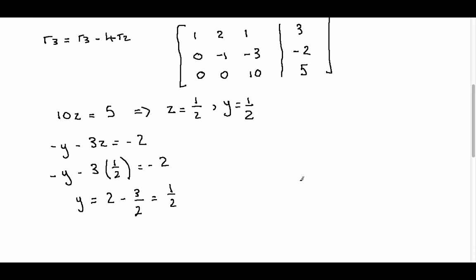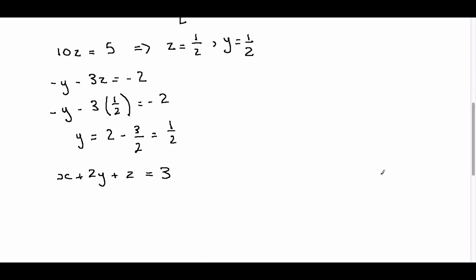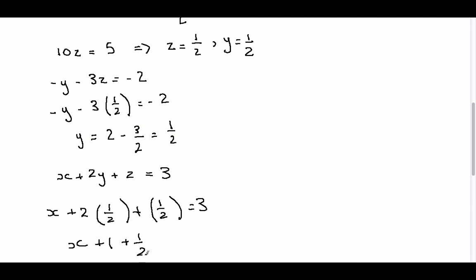Finally, we use row 1 to get the value of x. So we have x plus 2y plus z is equal to 3. So we have x plus 2 lots of 1/2 plus z, which is also 1/2, is equal to 3. So we get that x plus 1 plus 1/2 is equal to 3. Therefore we can see that x is equal to 3 over 2.